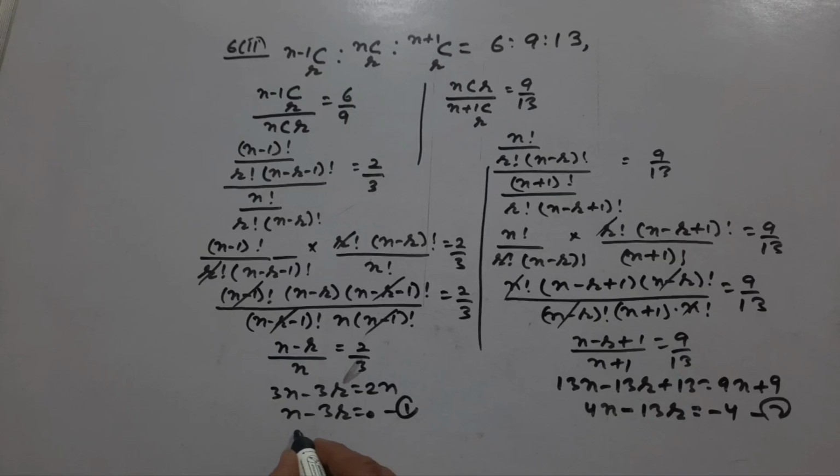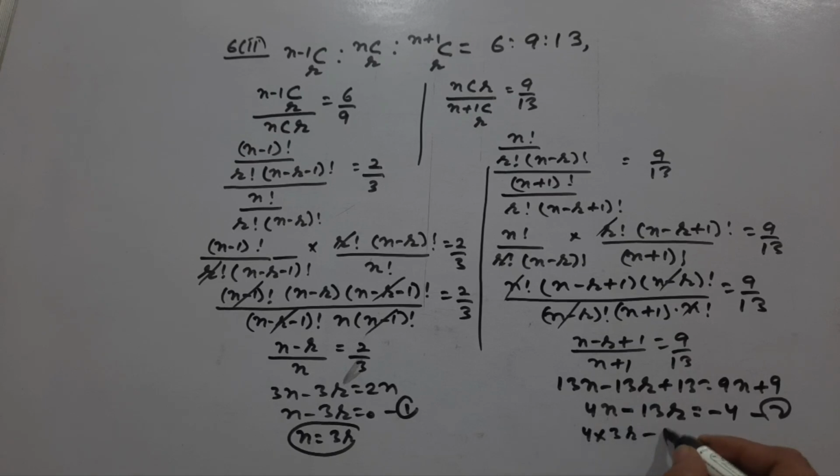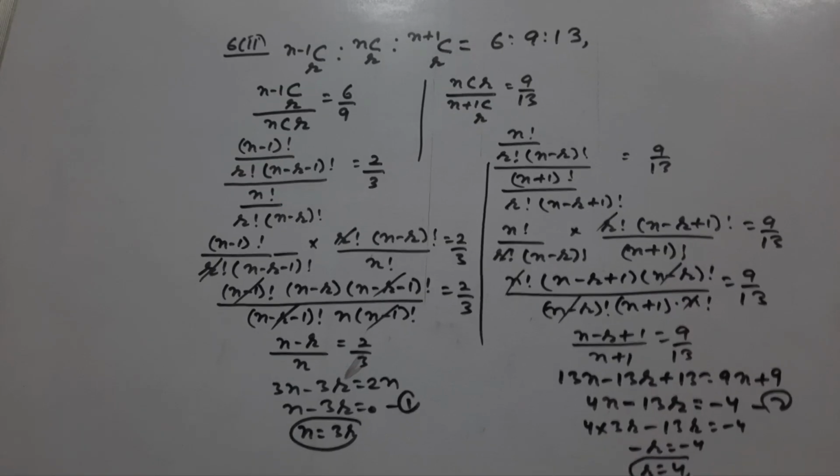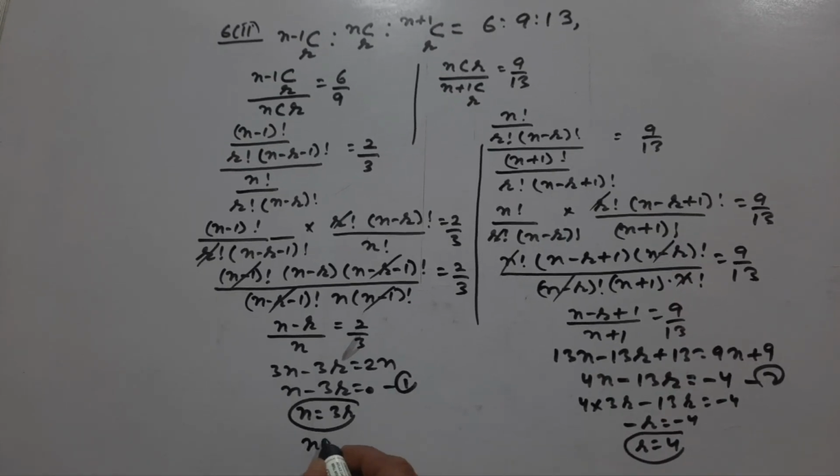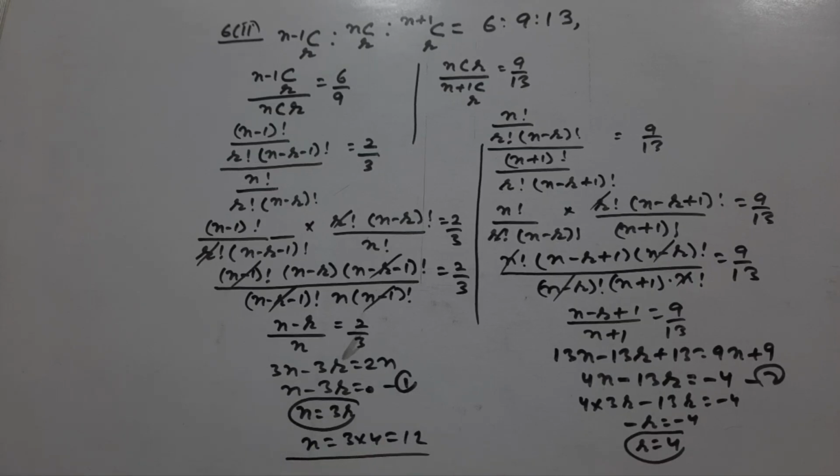Now here n minus 3r equal to 0, so we get n equal to 3r. So putting n equal to 3r over here, so we get 4 into 3r minus 13r equal to minus 4. We get minus r equal to minus 4, and we get r equal to 4. And if r equal to 4, then n will be 3 into 4, n will be 12. Right, students? If r equal to 4, then n will be 12.